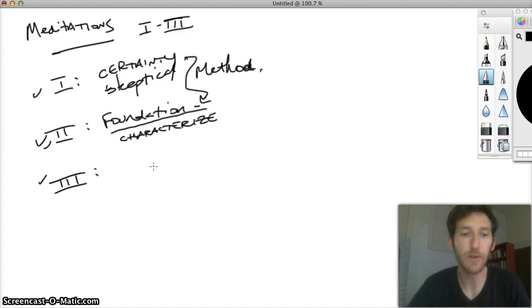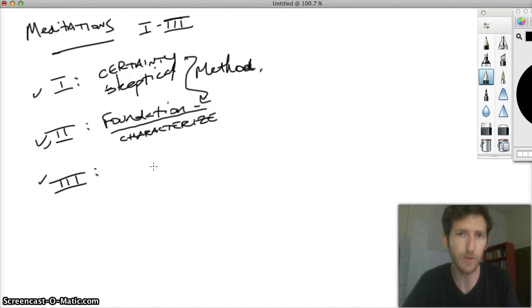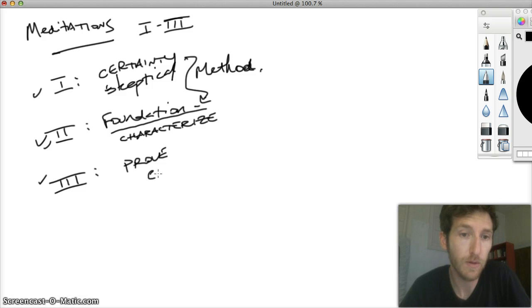And then in Meditation 3, he does something different, which doesn't obviously fit in with the structure so far. And so because it's not intuitive with how it fits in, we need to talk about why he bothers to do this. In Meditation 3, he tries to do something. He tries to prove that God exists.